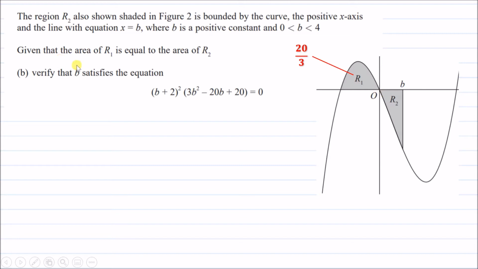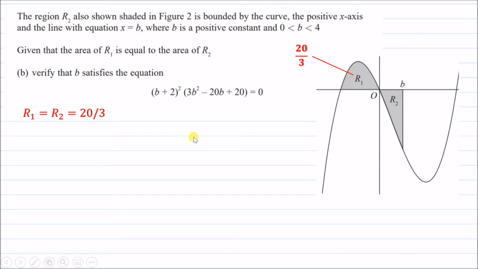Now, given that the area of R1, which is the first bit, is equal to the area of R2, meaning this part is 20 over 3, verify that b satisfies this equation. Alright, this is kind of different to your typical "show that" question, because show that means you have to get to that step. This is kind of tricky because, if you expanded it out, it is in fact a quartic equation. Quartic means you literally go to the power 4.